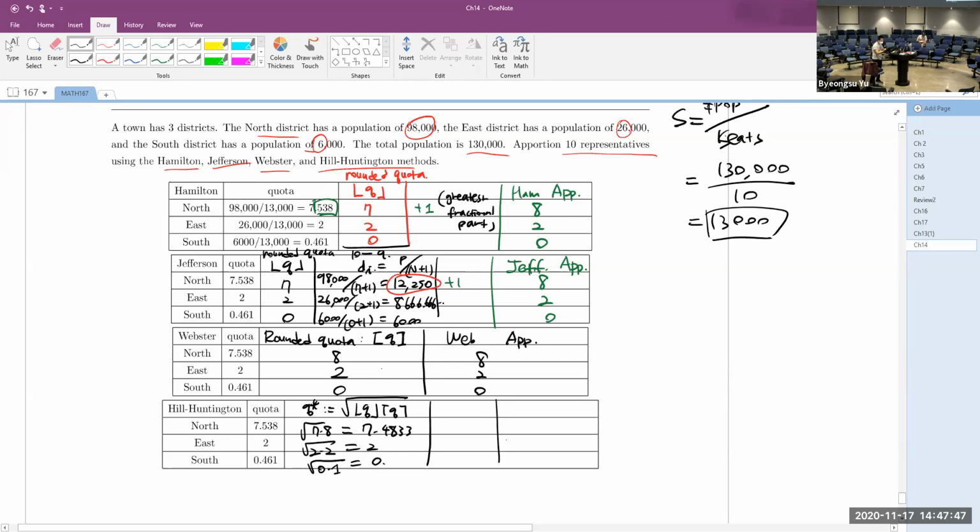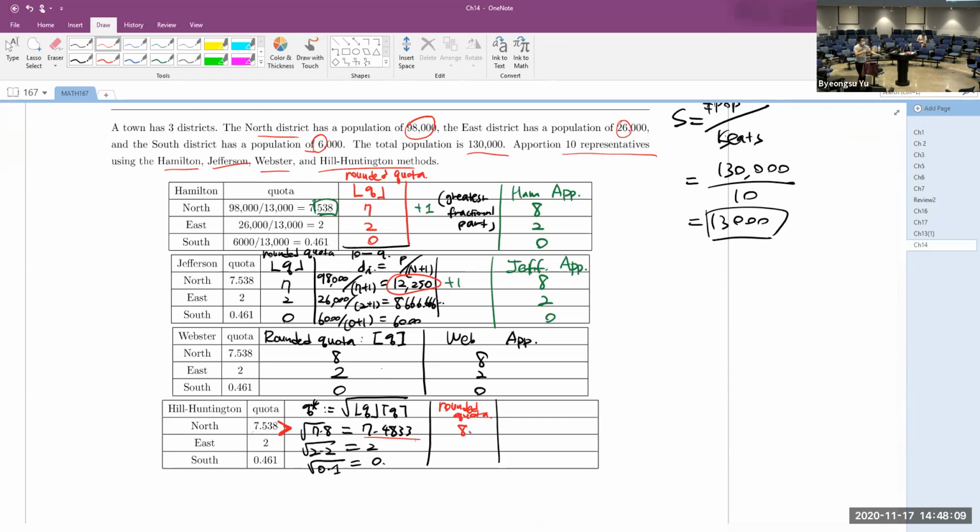So if you think about the numbers, then this 7.538 is greater than 7.4833. So the rounded quota should be 8, because we decide based on the Q star, right?